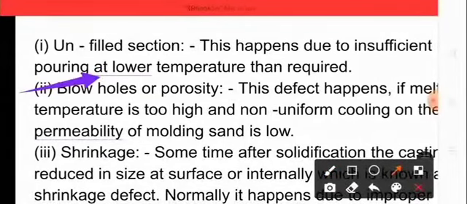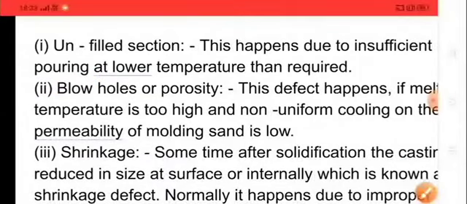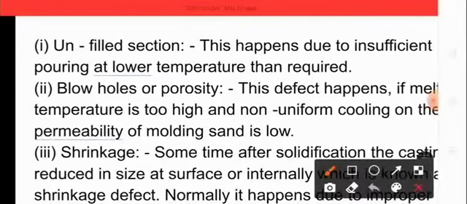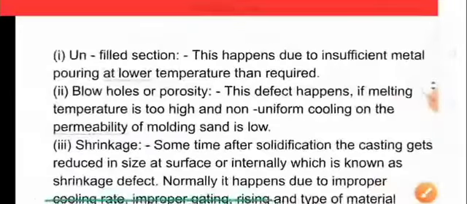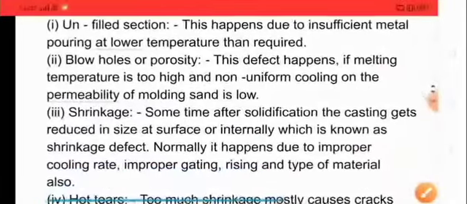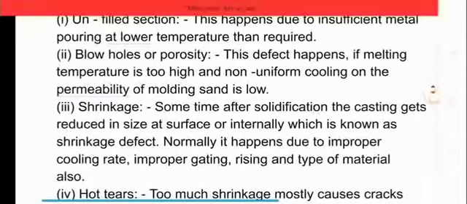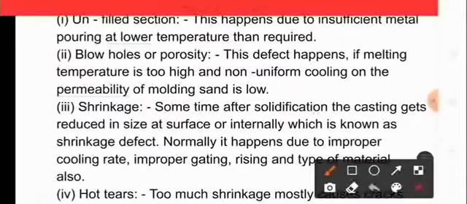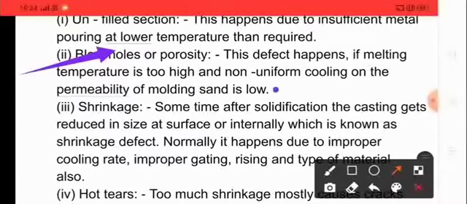The second defect is blowholes or porosity. This defect happens if the melting temperature is too high, there is non-uniform cooling, or the permeability of the molding sand is low.